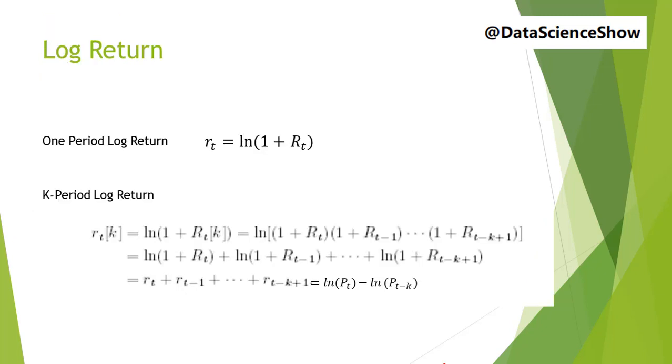Then we have something called a log return. A log return is basically the logarithm value of the simple growth return. To differentiate log return from a simple growth return, we will use lowercase r sub t to represent log return. We can calculate 1 period and k period log return, as you can see on this slide. When we calculate the k period log return, basically, we are transforming the product of simple growth return into a sum of 1 period log return, as you can see on this slide. This shows the purpose of log return.